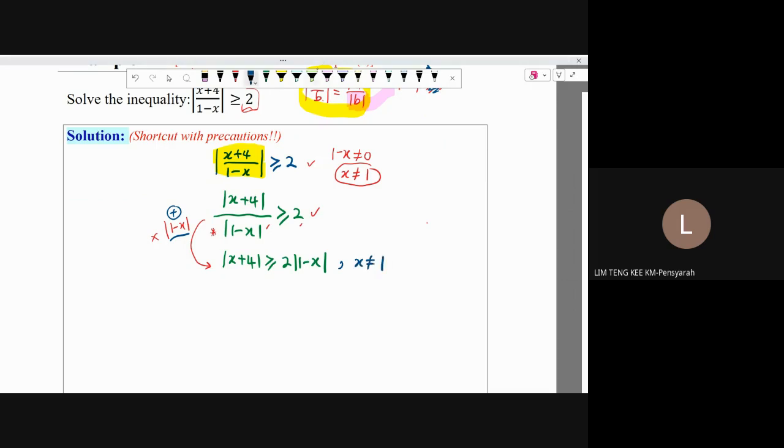Then only we can say that these two, or even these three inequalities, are equivalent to each other. So once again, I want to explain that from the fraction form, it's understood that we know the denominator cannot be zero.